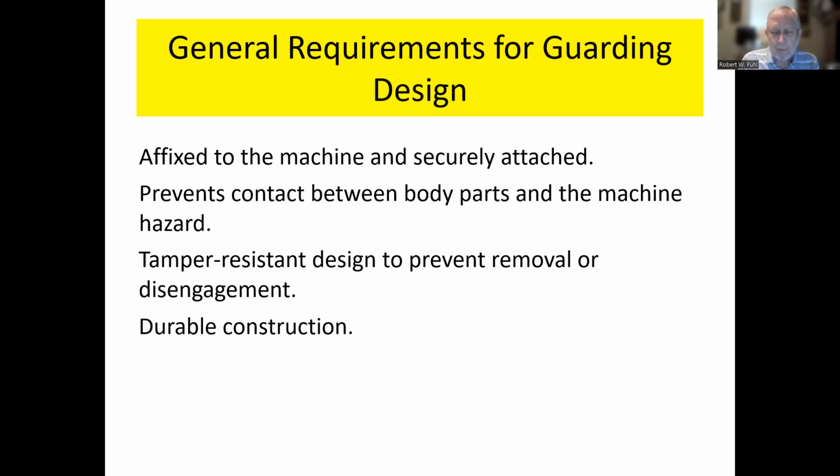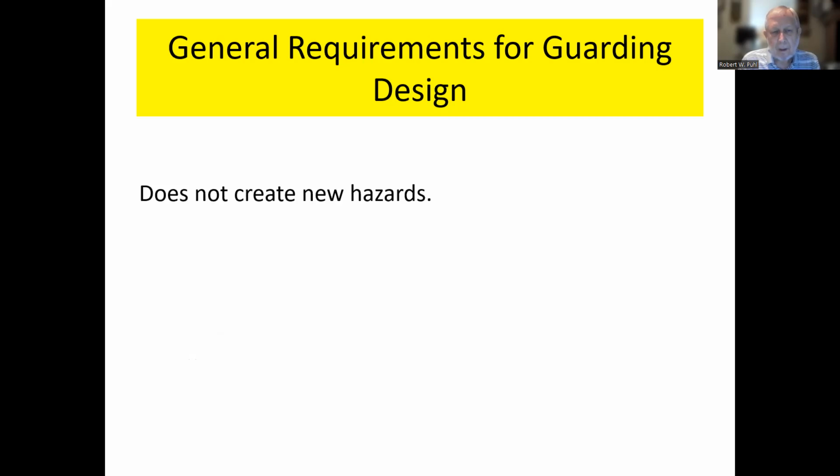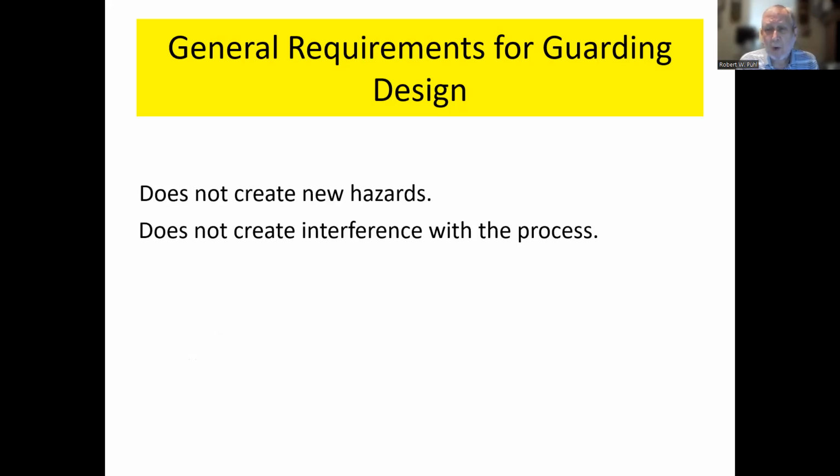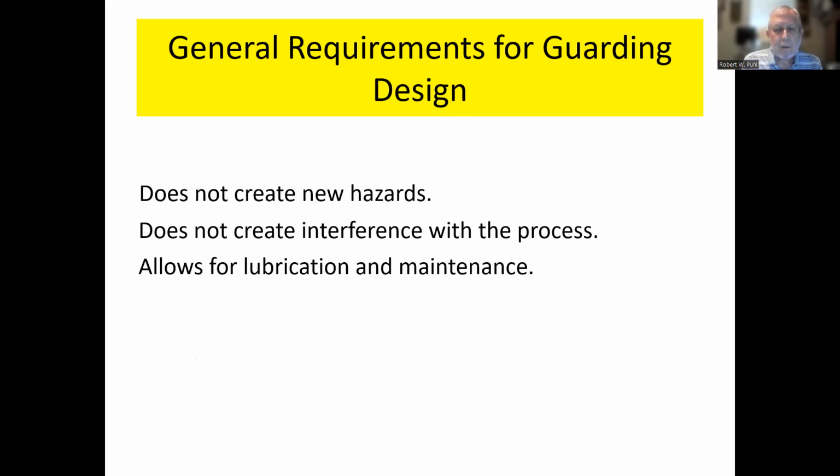Durable construction. They can't be just anything, they have to be able to handle it. They've got to be durable. Protect workers from flying objects. Does not create new hazards. Does not create interference with the process. Of course, you can't do that. Allows for lubrication and maintenance. That's good. There's ways you can do it. You can have a line going down for oiling and stuff like that. There's a lot of ways you can allow for lubrication and maintenance and still have a guard.